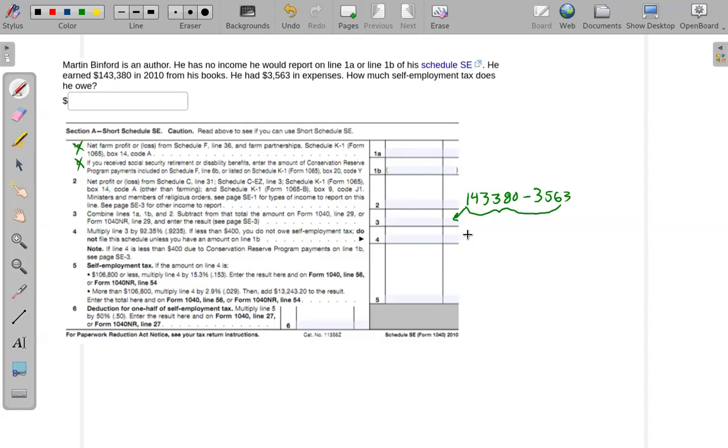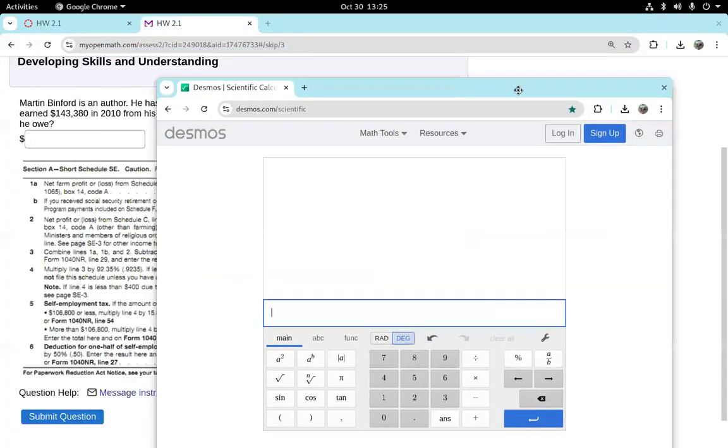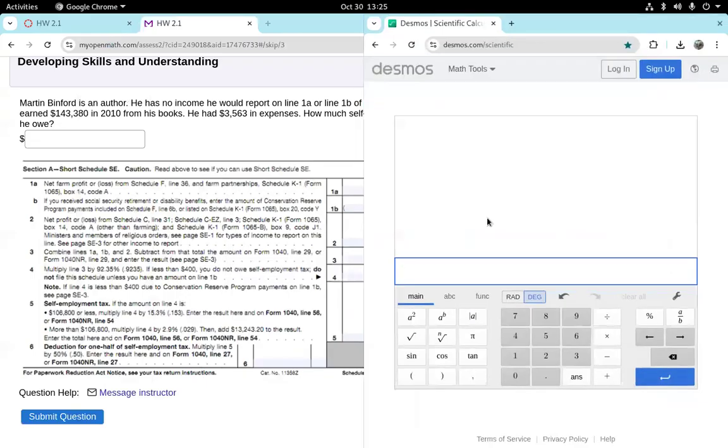And then for this row here, we're going to take that amount and multiply it by, as a decimal, 92.35%, which is 0.9235. That's going to be the amount for line 4. Then we have to decide if that's less than 106,800 or more. All right, so I'm going to whip out a calculator now. Let's bring this out and over so I can see some numbers.